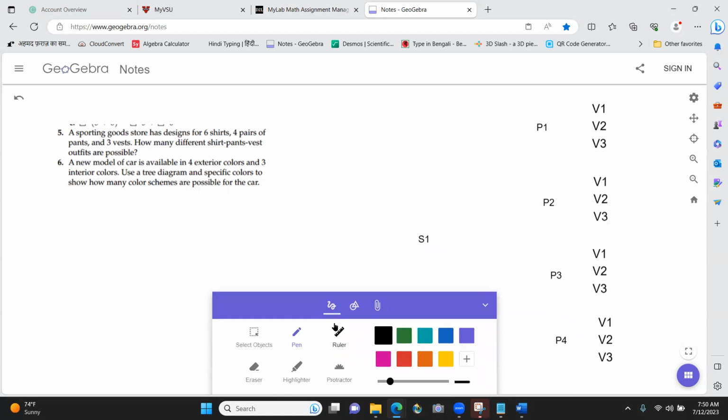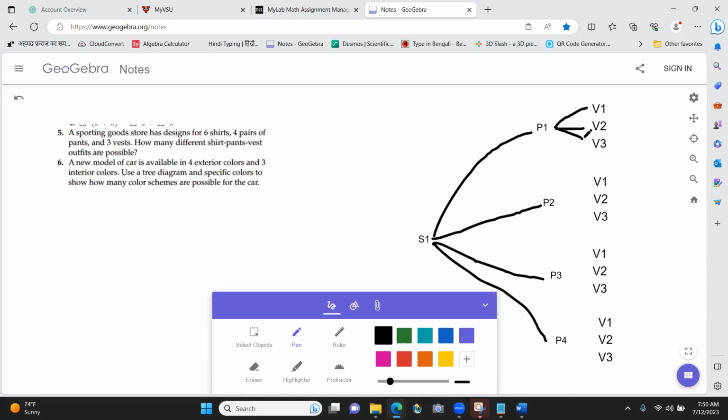All right. So this can be paired up with this, this, and this. Once you choose your first pair of pants that has 3 branches for each vest, I know it doesn't look very pretty, but the idea is what counts. Now, you can copy paste it and do S2, S3, S4, S5, S6. I'm not going to do it.